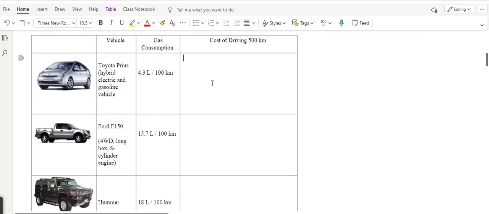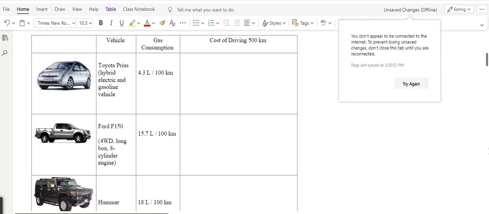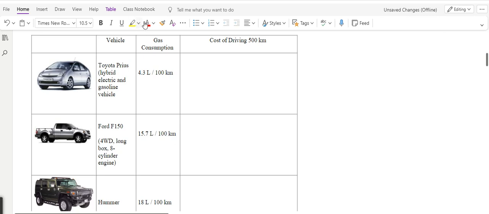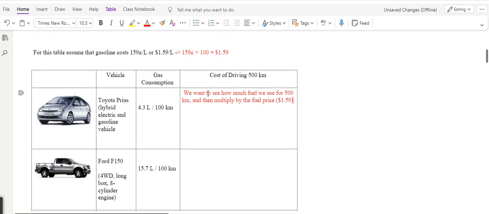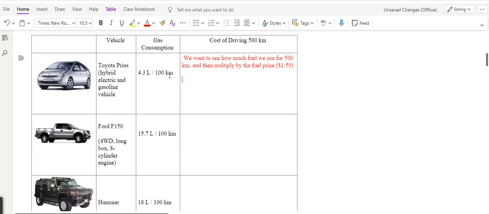So the goal for this is we want to see how much fuel we use for 500 kilometers and then multiply it by the fuel price, which we said, I think it was $1.59, right? Is that what it says up here? Yeah. Okay.